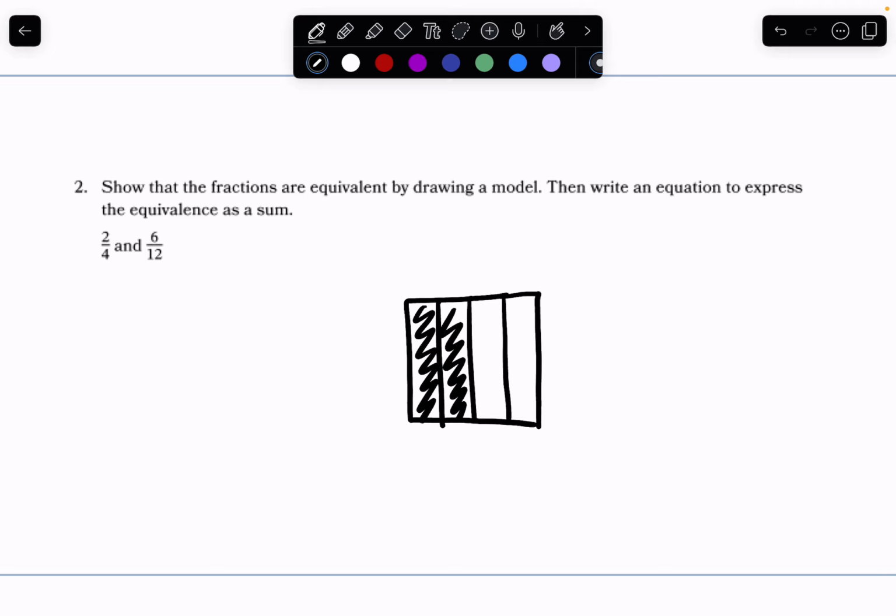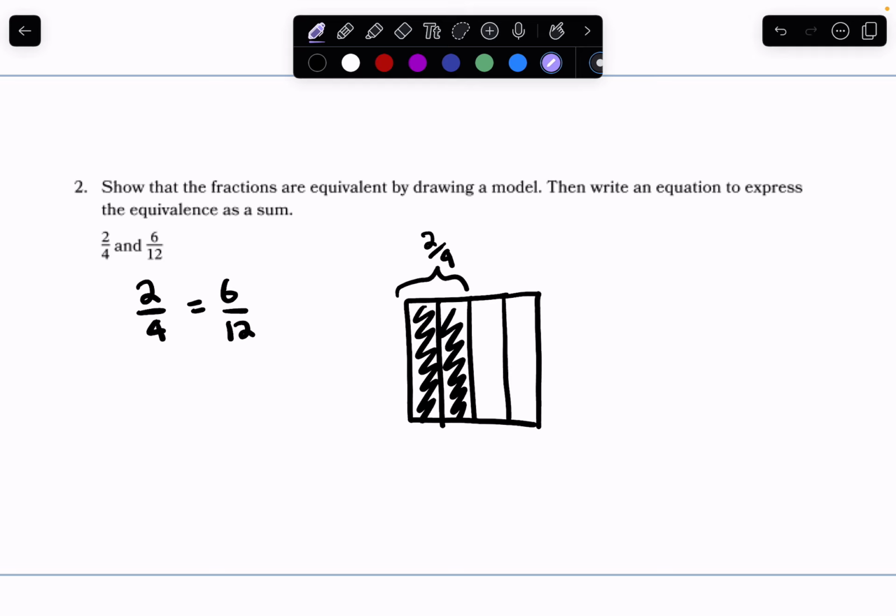Here we have 2/4 and 6/12. So we started by showing ourselves what 2/4 would look like. That's okay. We know how to show 2/4 in a model like this. Here are our 2/4. Where it gets tricky is it needs us to show the equivalence between 2/4 and 6/12. 2/4 and 6/12 are equal, and so we have to show it by doing decomposition.